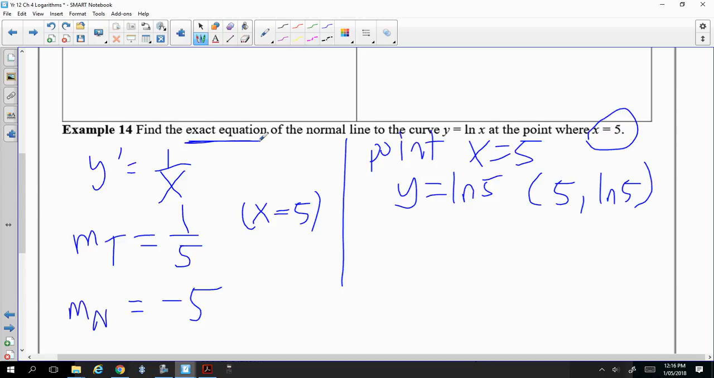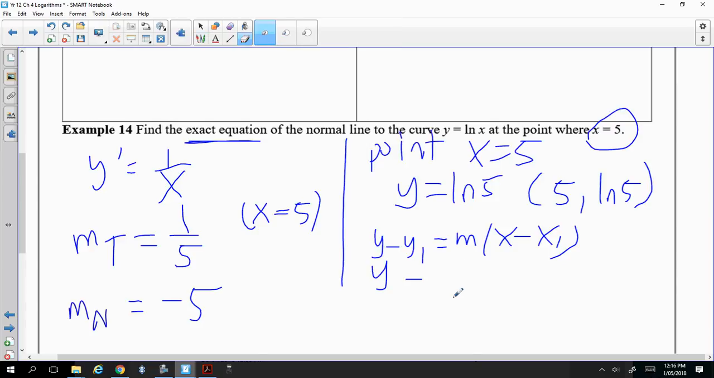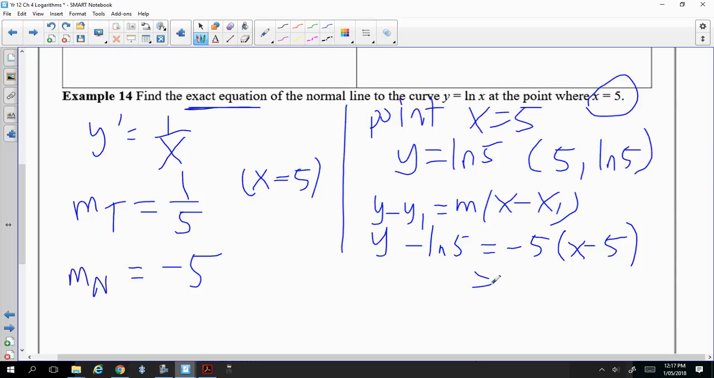like that. Then you do y minus y1, which is ln 5, equal to the gradient, negative 5, times x minus 5. And then you just expand and make y the subject, so negative 5x plus 25. And then move the ln 5 over, so you get negative 5x plus 25 plus ln 5.